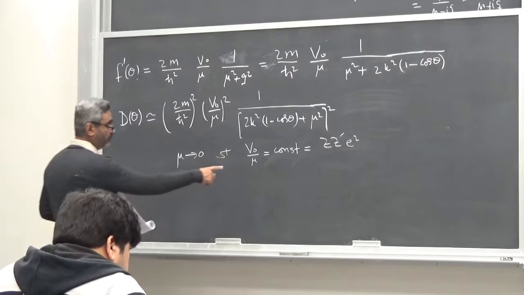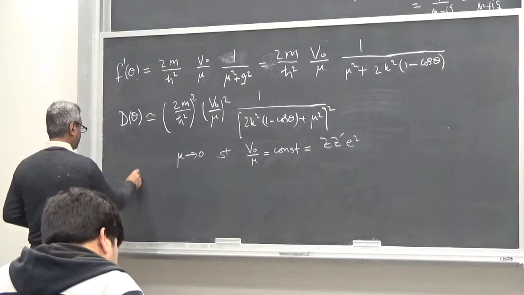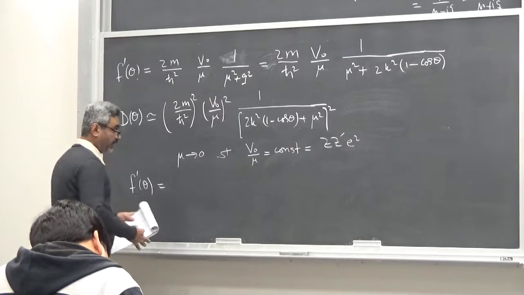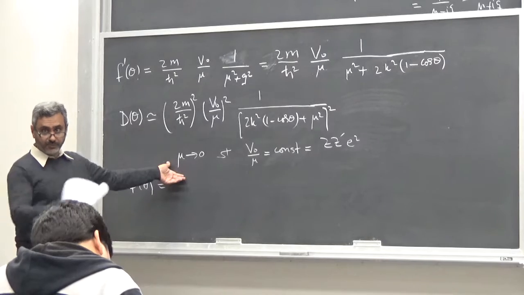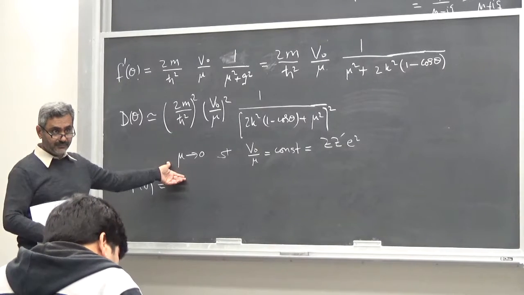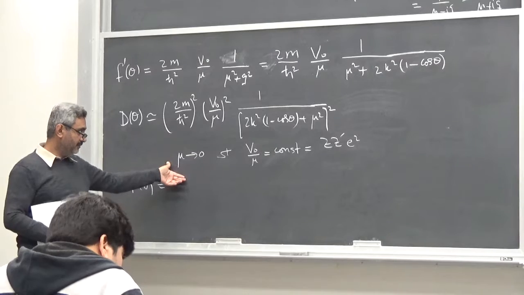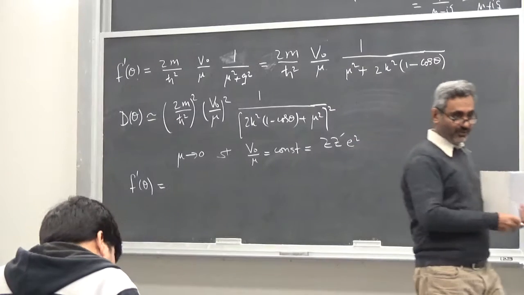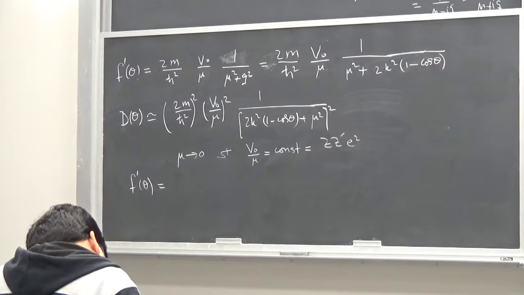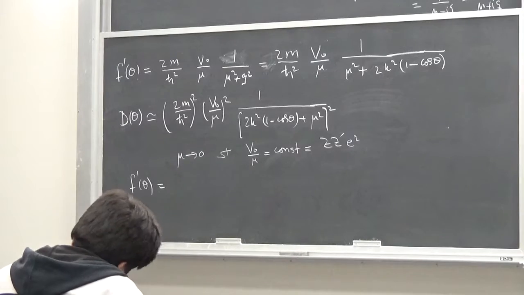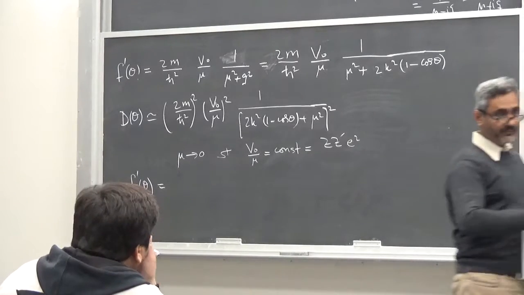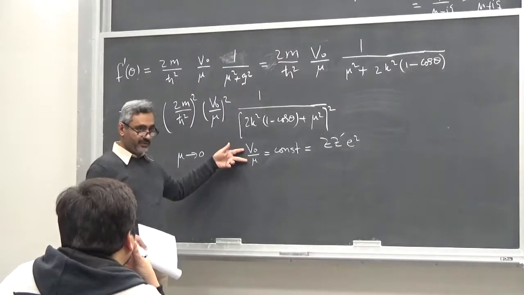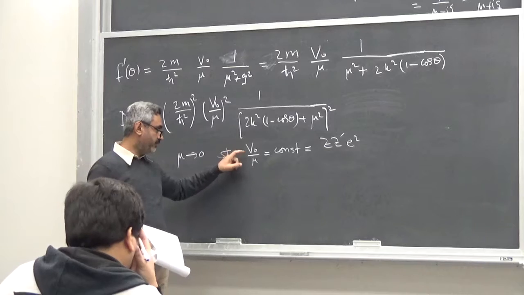And so if you plug these values back in there, f1 of theta is going to be... Yeah, any questions? You look puzzled. Why is v naught over mu a constant if mu is going to 0? V naught is also going to 0. This is the way of taking the limit. You're taking this to 0, but you're keeping this ratio constant. Both of them are approaching 0 at the same rate.